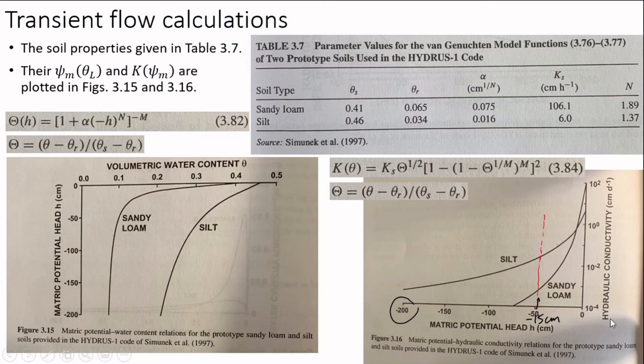Similarly, if you want to produce a graph for unsaturated hydraulic conductivity in relation with matric suction, you use this equation and the variables provided here, theta s, theta r, alpha, Ks, and n, and therefore you will be able to plot this graph again. All right, so that's all.